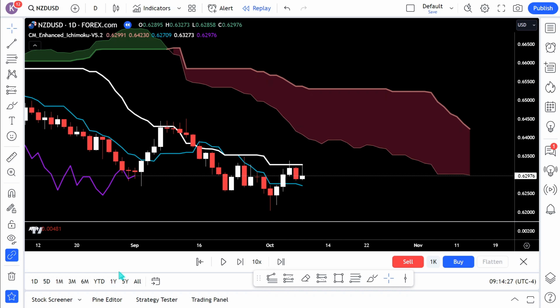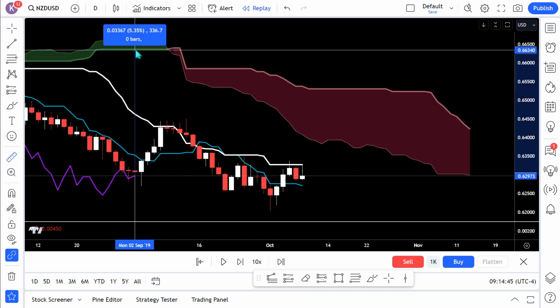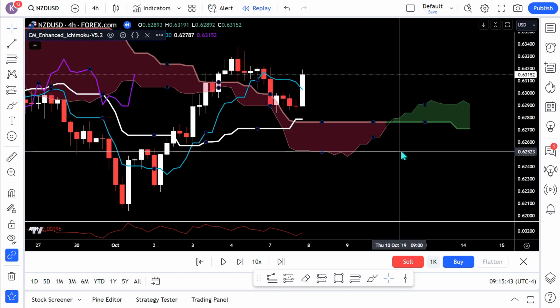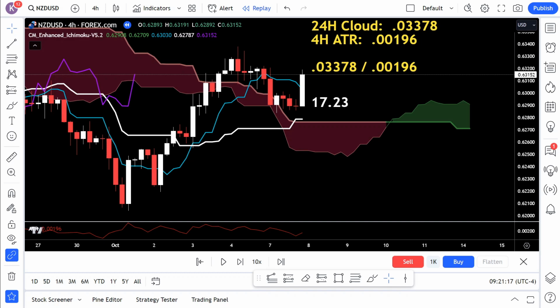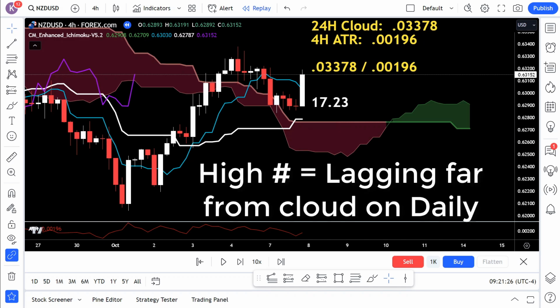Visually, we can tell this is much further away than the last example, but we want to have a ratio to compare it to. First, measure the distance to the daily cloud. We get 0.03378 or 337.8 pips. Going back to the 4-hour, we have an ATR of 0.00196 or 19.6 pips. The last example, we had a ratio of less than 1. Here we get 17. Or in other words, on average, it'll take 17 4-hour candles for the lagging span to hit the cloud resistance. And that's if every candle is bullish.